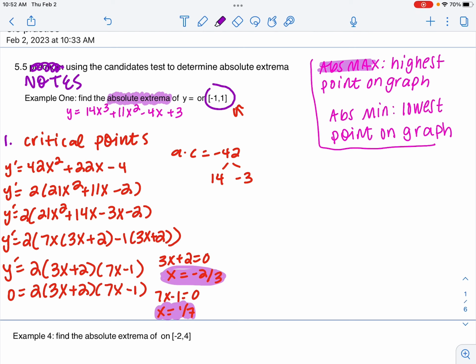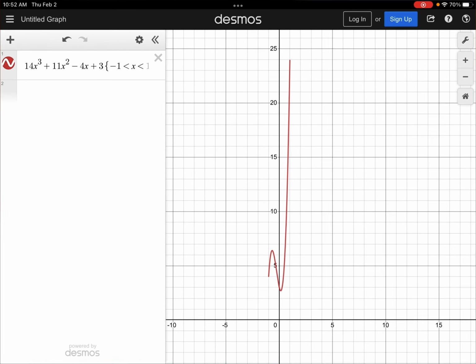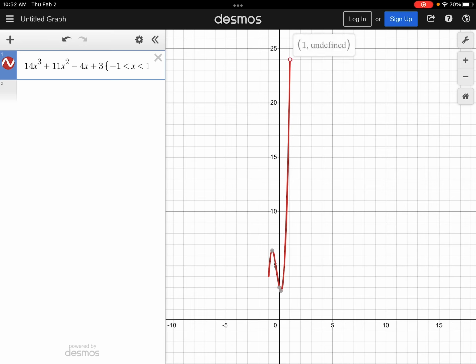And another thing you need to consider with these is the endpoints, because the endpoints could be places where there are absolute mins or maxes. So I already graphed this in Desmos, and this kind of spoils our answer, but if I look at Desmos right here, endpoint 1 goes all the way up to, it looks like, 24. And that, as we'll see after we do our work, is going to be our absolute maximum. And this point down here is going to be our relative minimum, or our absolute minimum. So you have to consider the endpoints because sometimes those will be the highest points on our graph.